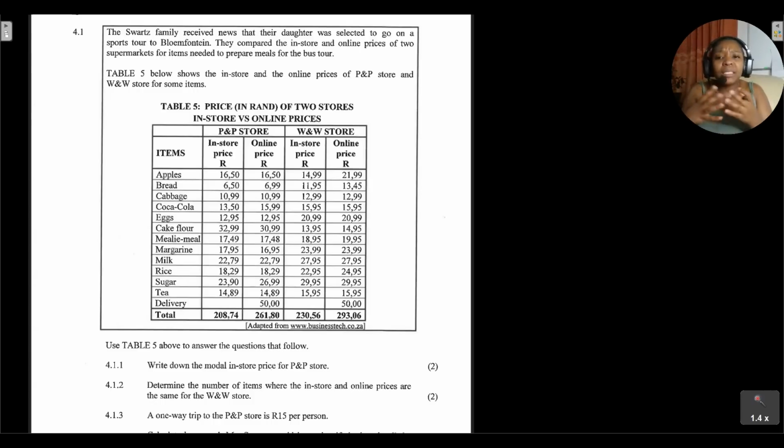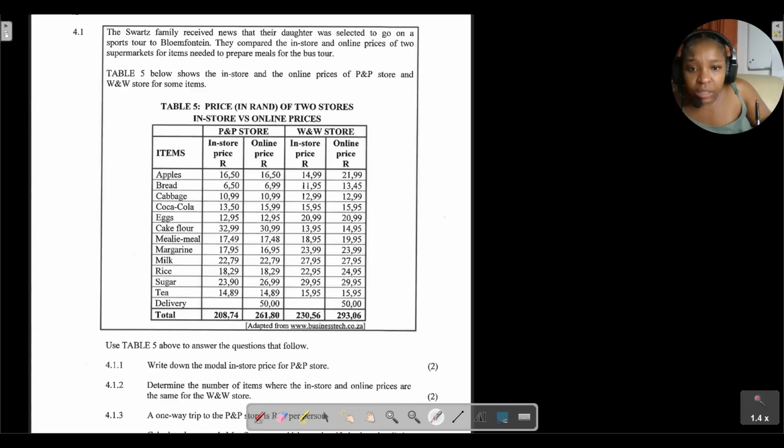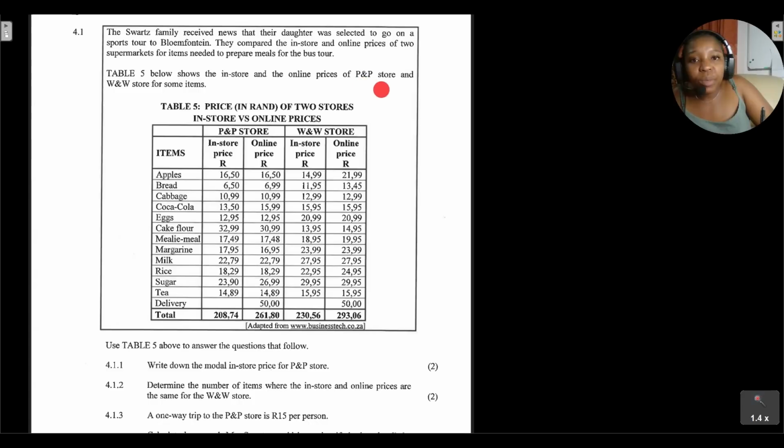So obviously they want to prepare some meals for her, so they want to buy a few items from certain stores. They want to compare how much the prices would be if they buy inside the store, or if they buy the items online. And then they're comparing these two stores. So the table below shows the in-store and the online prices of P&P store and W&W store for some items. Table 5 shows the price in rands of two stores, in-store versus online prices.